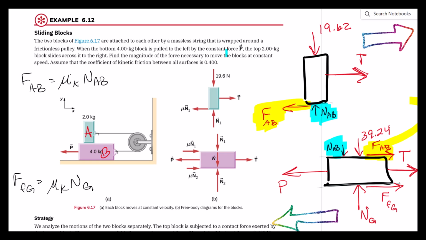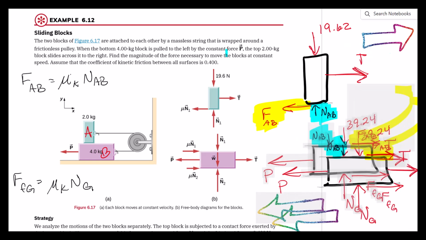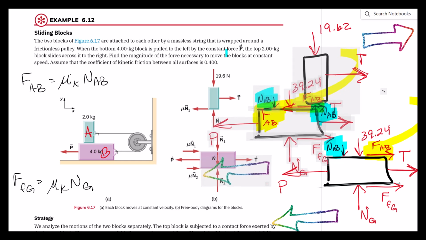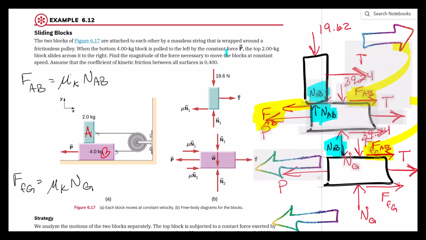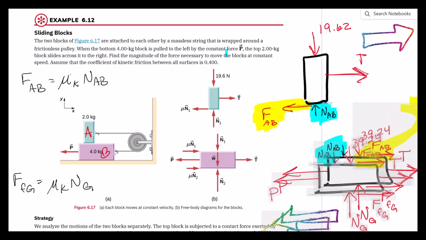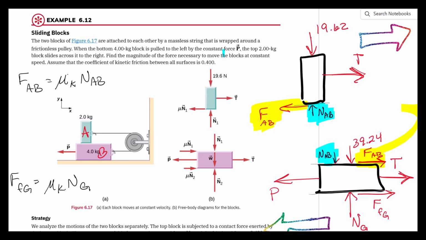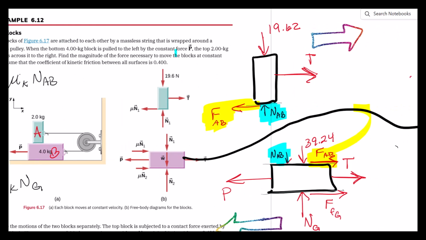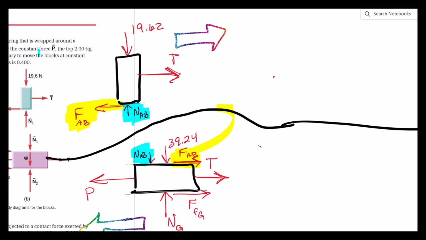And again, I don't know why this helps me, it just does. The idea is if I put these together, the two normals cancel out, the two touching normals cancel out, and the two touching frictions should cancel out. That's how I know I have them in the right direction. Okay, so now I can do math. And that's the whole reason we're here to begin with, math.